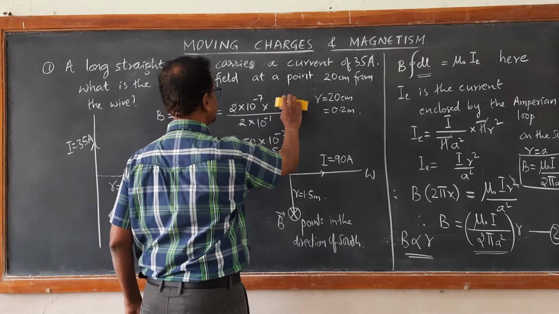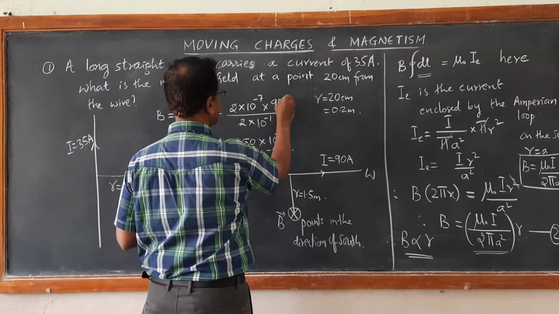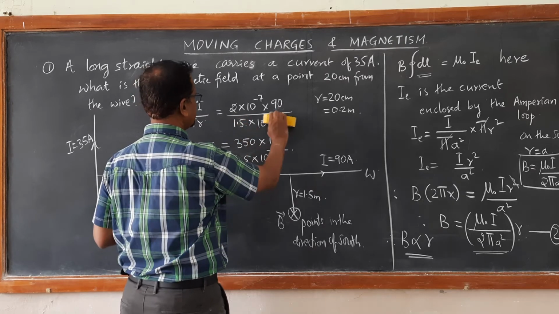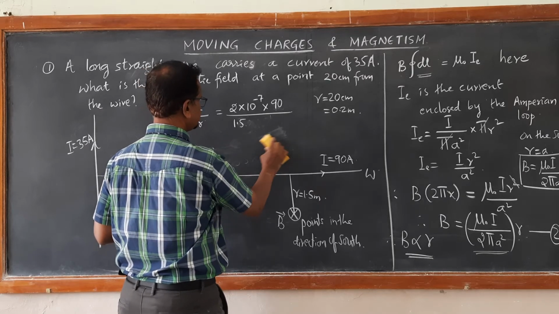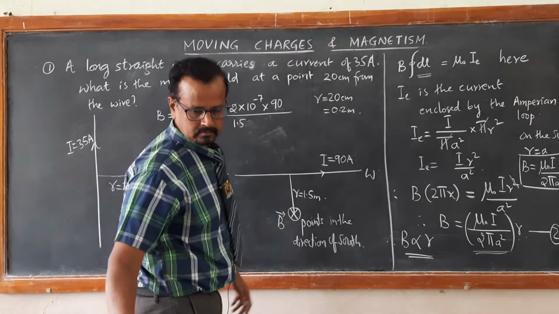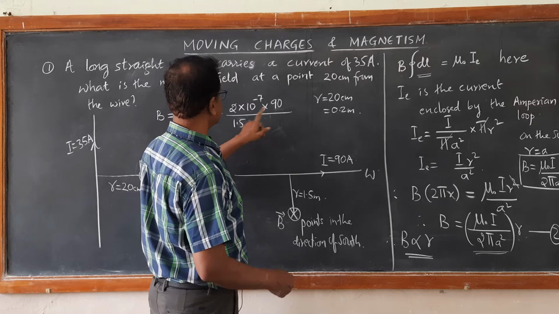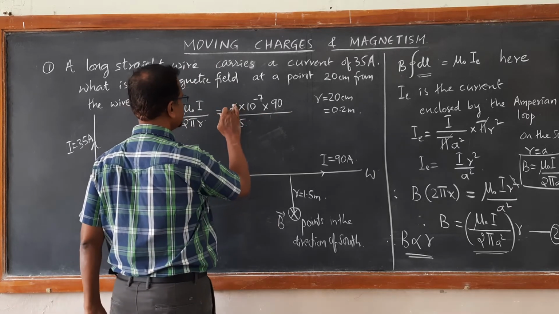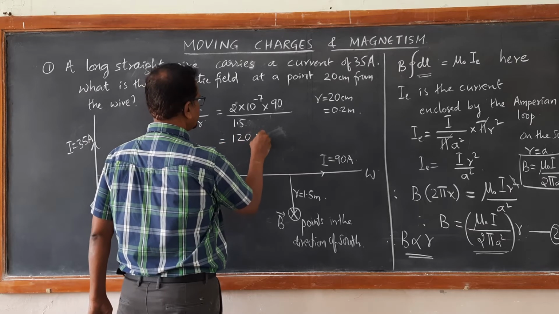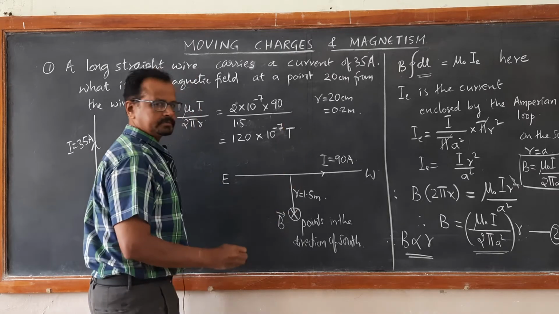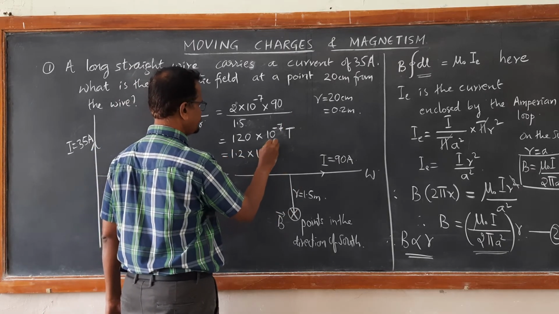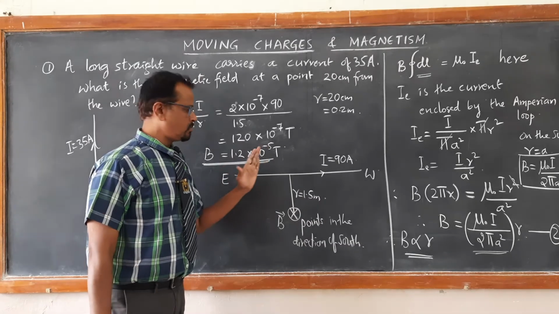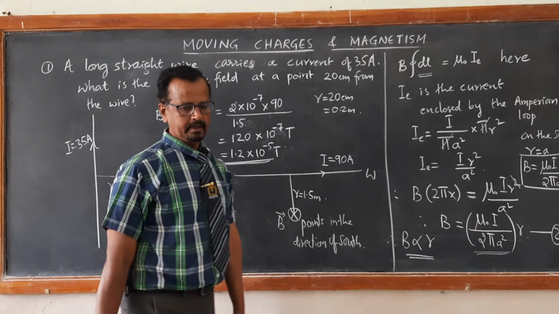In the same way, the magnetic field here is due to 90 amperes of current, and the distance is 1.5 meter. So, the problem becomes very simple. Here you can see this becomes 60, 1.5 into 6 becomes 9, so it becomes 60 into 2, that is 120 into 10 to the power of minus 7 Tesla. That is 1.2 into 10 raised to minus 5 Tesla. So, this is the magnetic field due to the current flowing in the overhead power line.